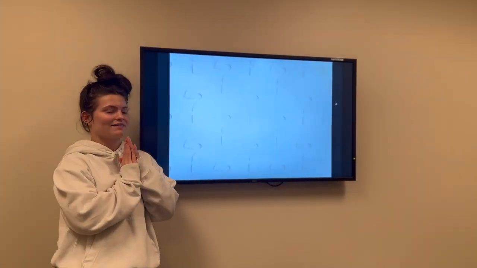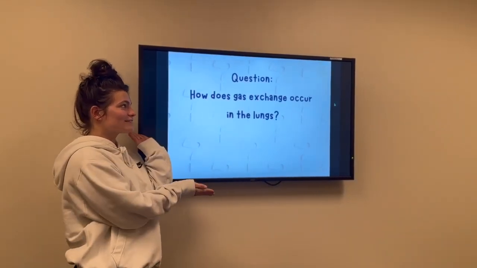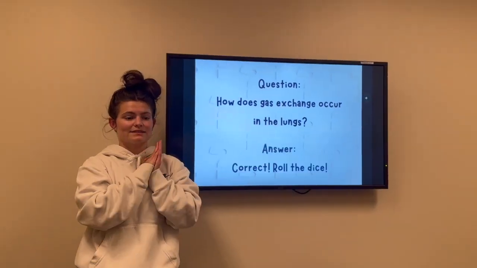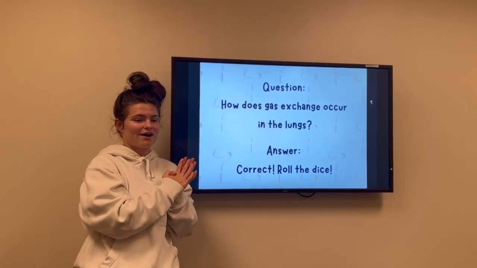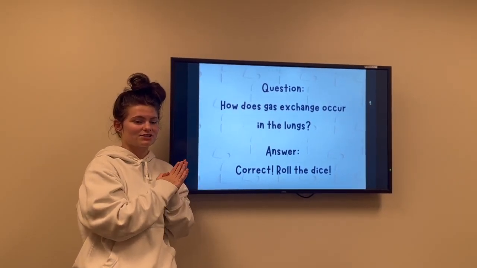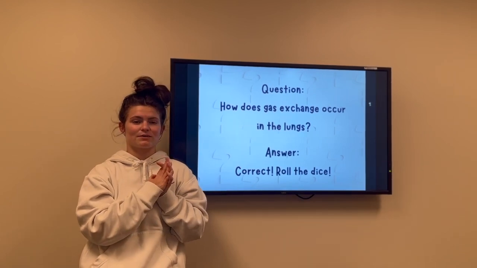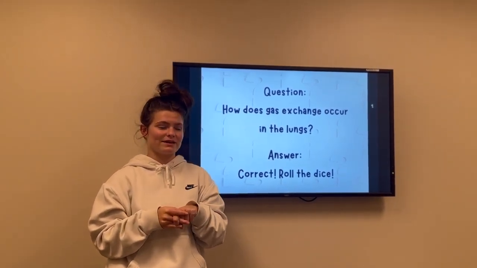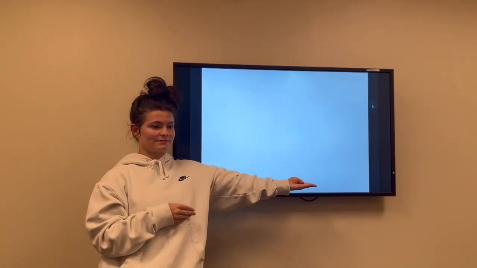Question 9 for Tess. How does gas exchange occur in the lungs? Oxygen moves from the alveoli into the blood, and carbon dioxide moves from the blood into the alveoli to be exhaled. Yes, the alveoli are key structures where oxygen and CO2 exchange occur, providing the blood with fresh oxygen and expelling metabolic waste. Roll the dice.